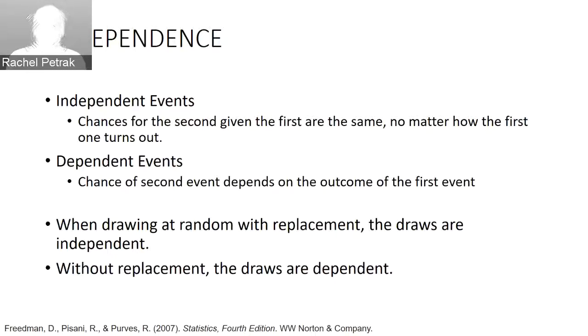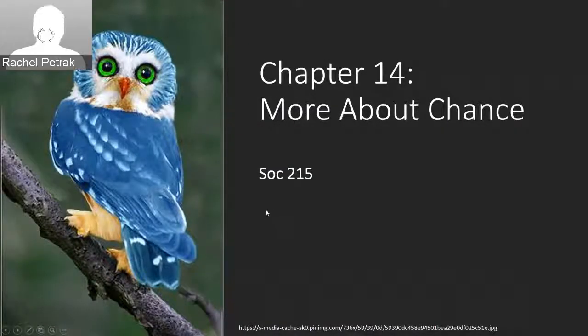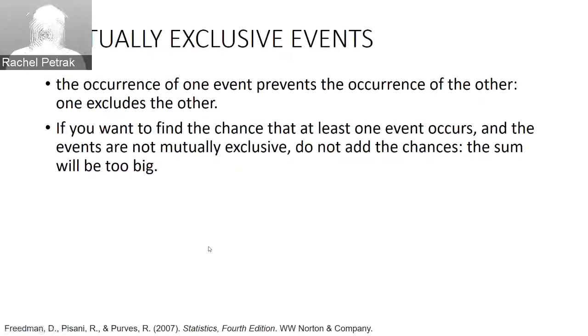So when we draw without replacement from the box, the draws are dependent because once you take one number out, that number is no longer available as an outcome. And we'll get a little more clarity about that in a moment.